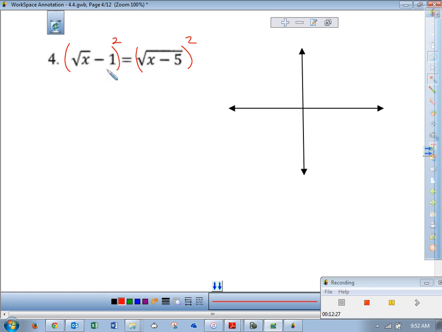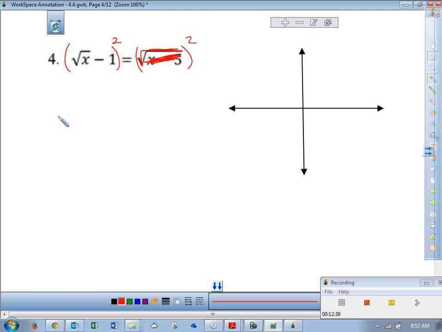This is a binomial. There are two different terms. This is not a binomial because remember a radical is a grouping symbol, right? There's just one thing underneath that radical. This guy, you've got x, then you've got a whole other term right here. So we got to do the trick.